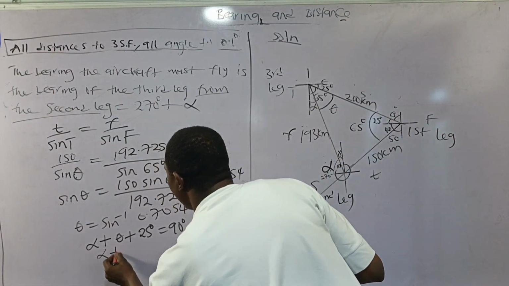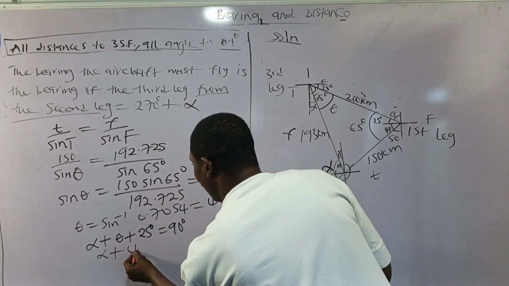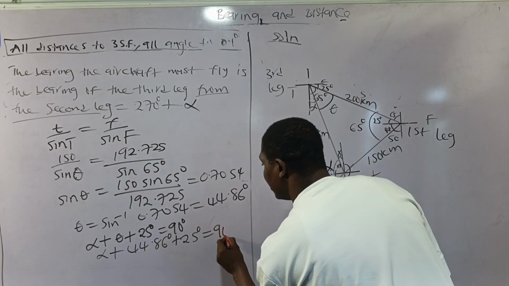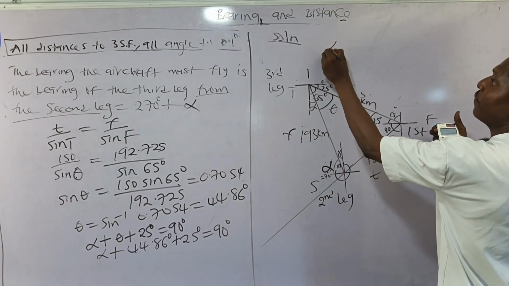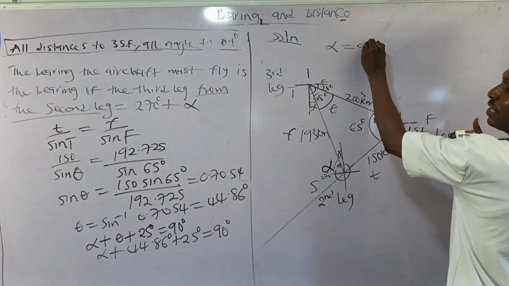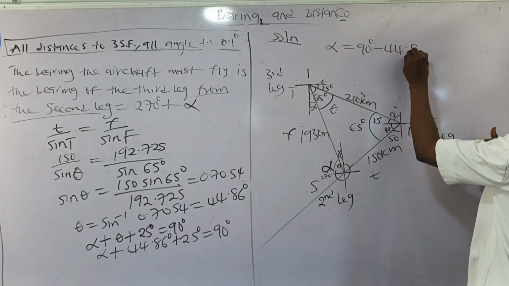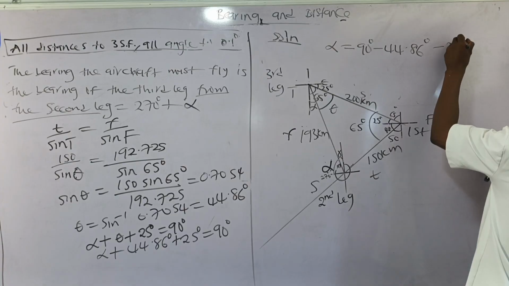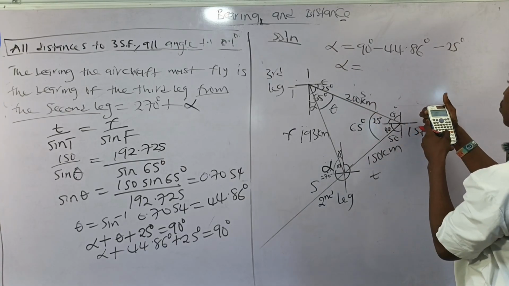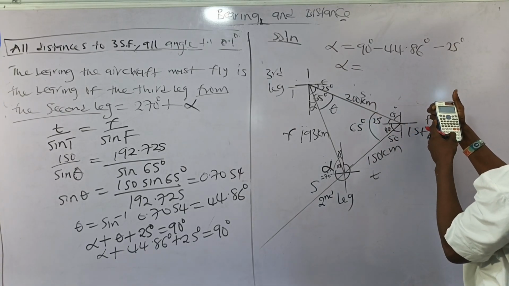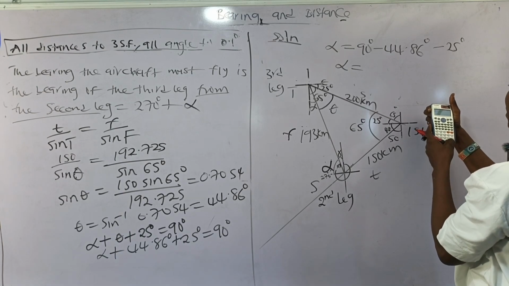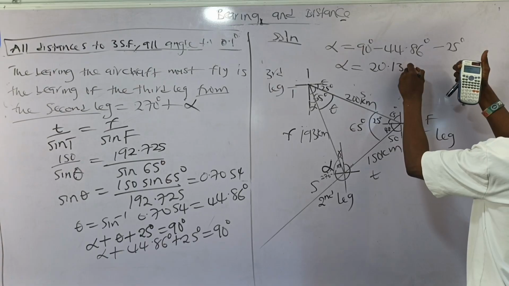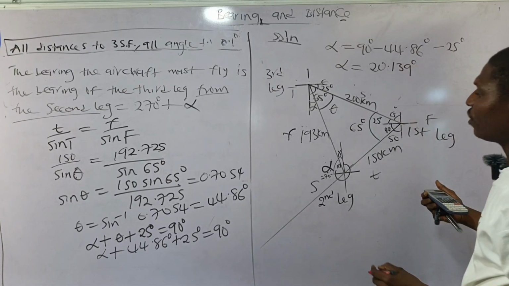So I'll have my alpha plus my theta, which is 44.86 degrees, plus my 25 degrees will equal 90 degrees. Now I'll therefore have alpha equal to 90 degrees minus 44.86 degrees minus 25 degrees. And alpha will be equal to 90 minus 25 minus my answer, giving me 20.139 degrees. So I've gotten my alpha.